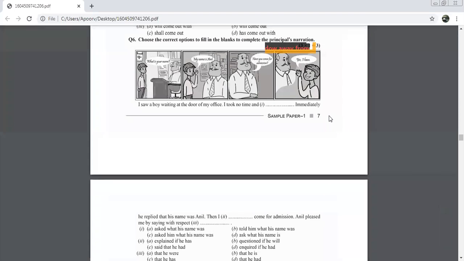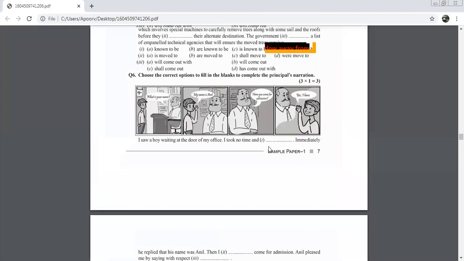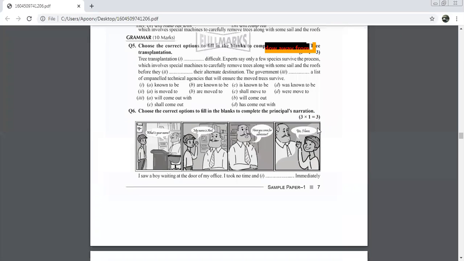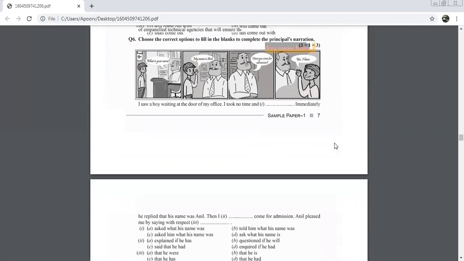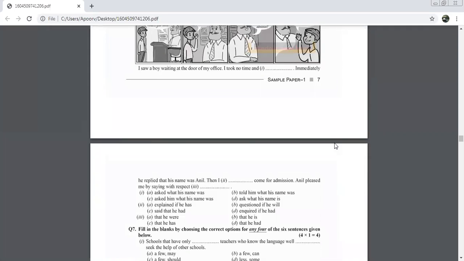Reported speech now. You have to do this. It's written very small. What is your name? The principal is asking, and he's saying, my name is Amit. Have you come for admission? Yes, I have. This is the picture. Okay, now you have to fill up the reported speech.